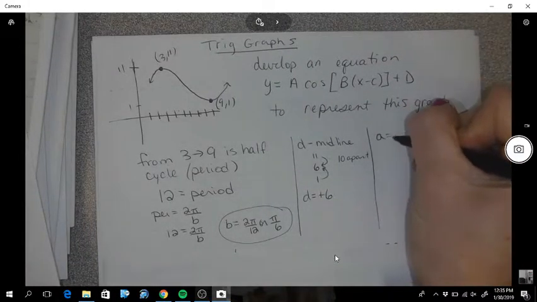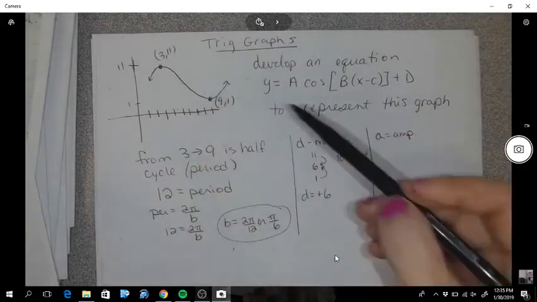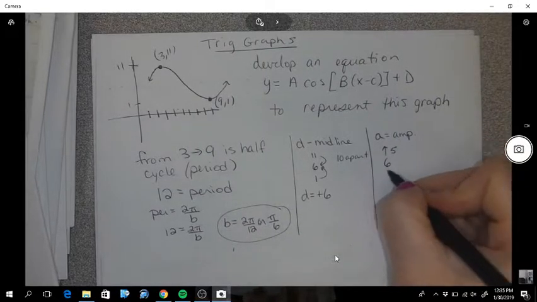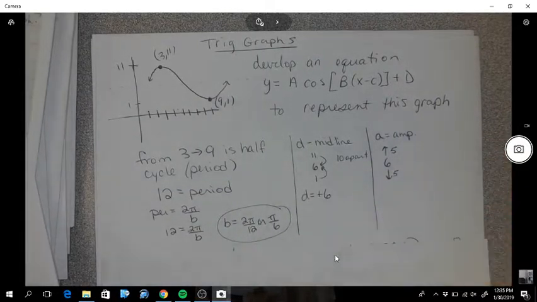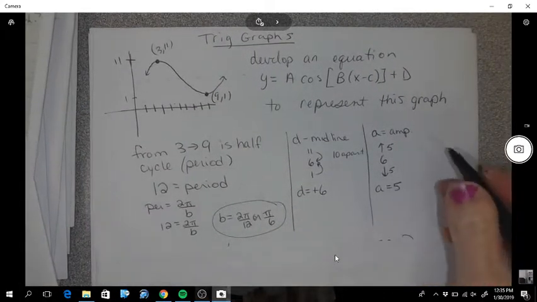Okay, now to get the a, the amplitude. So if we have 6, we then go 5 up, 5 down to get our min and max. So therefore a is 5.